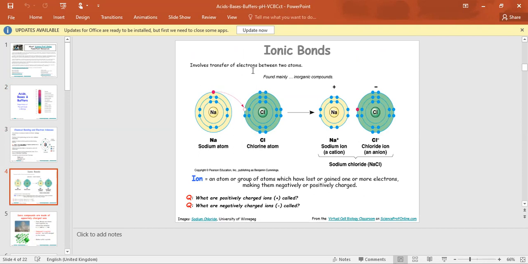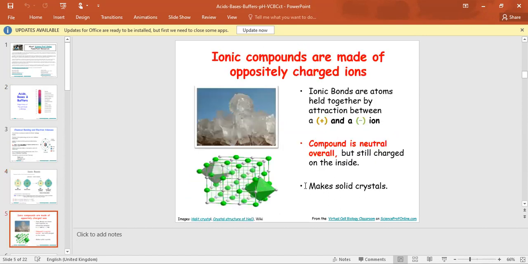It involves transfer of electrons between two atoms, found mainly in inorganic compounds. Sodium atom, chlorine atom, sodium ion (cation) and chloride ion (anion). An ion is an atom or a group of atoms which has lost or gained one or more electrons, making it negatively or positively charged. Ionic compounds are made up of oppositely charged ions.